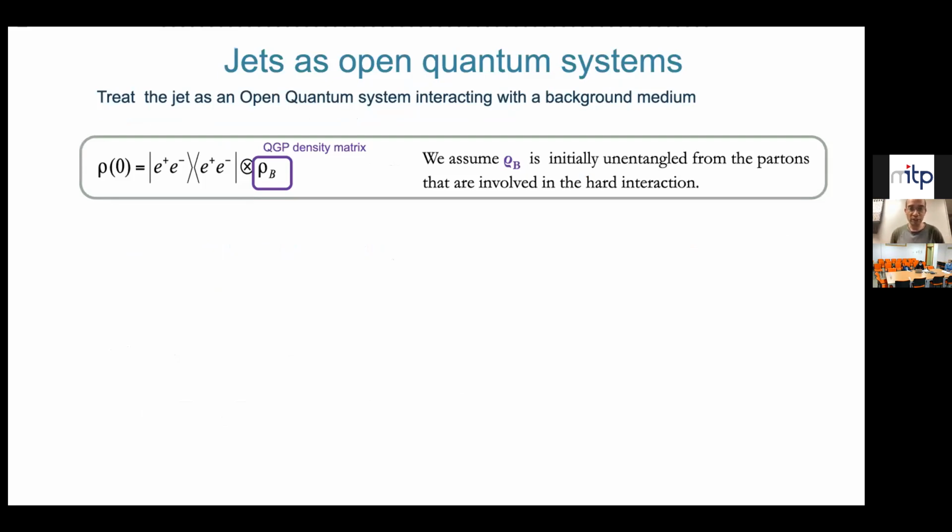Okay, so now let's look at how we use this to actually solve the problem we want to. We want to treat the jet as an open quantum system, which is interacting with the background medium, which is a common theme in many of the talks here. The initial density matrix that we are going to start off with is e+ e- and a density matrix for the QGP medium. Why I'm taking e+ e- is that, realistically, I would need this to be a pp state, which would then collide and create my jet. These are basically the partons that are going to create my dijet.